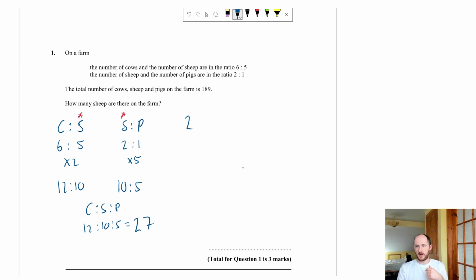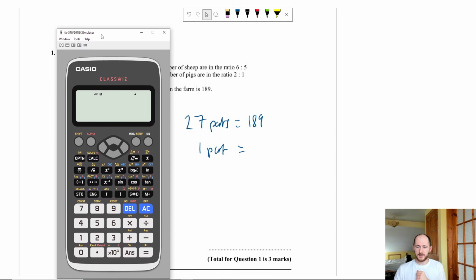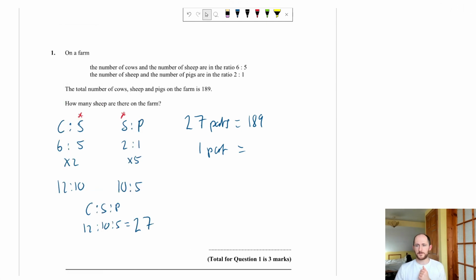So there are 27 parts, and that equals 189. If I find out what one part equals by simply dividing 189 by 27, that gives me 7. The sheep make up 10 parts, so that equals 10 times 7, which is 70 sheep in total. And that would be my thought process with ratios.